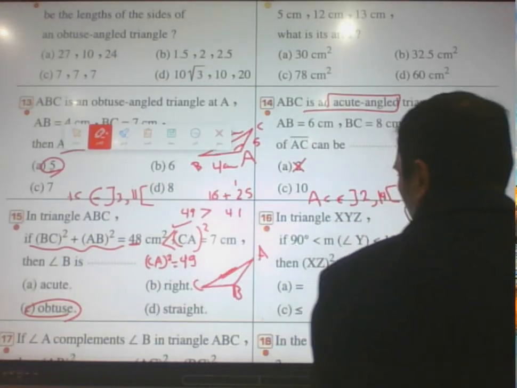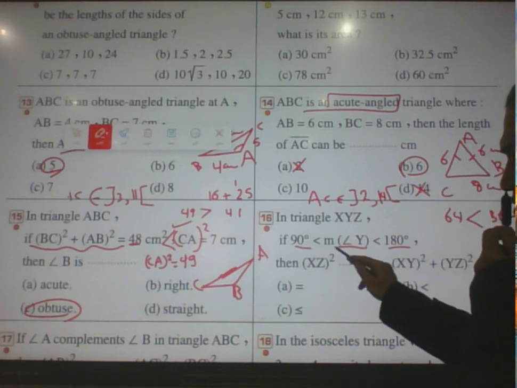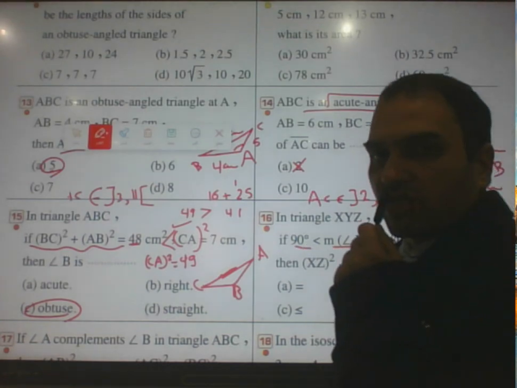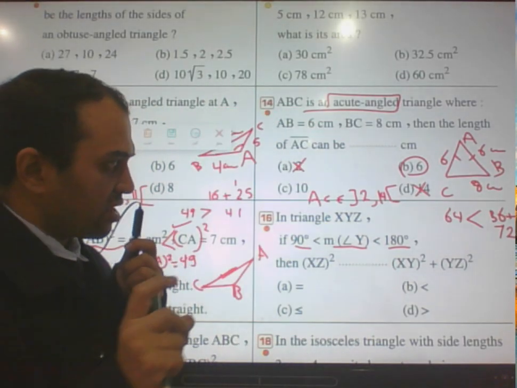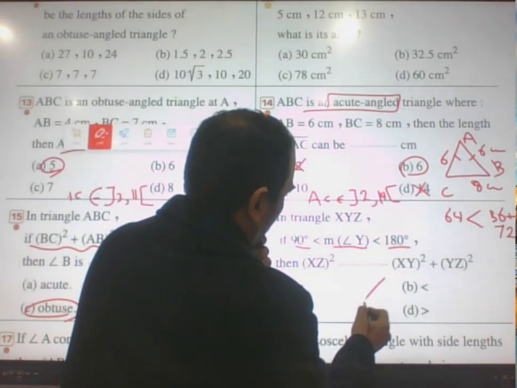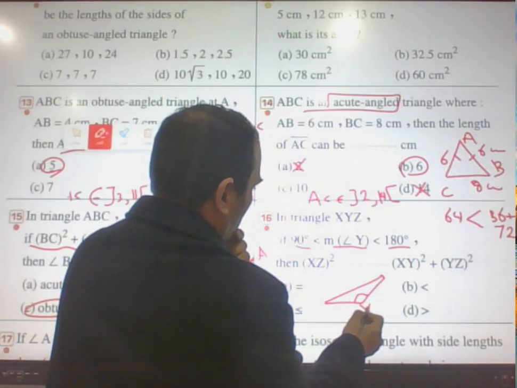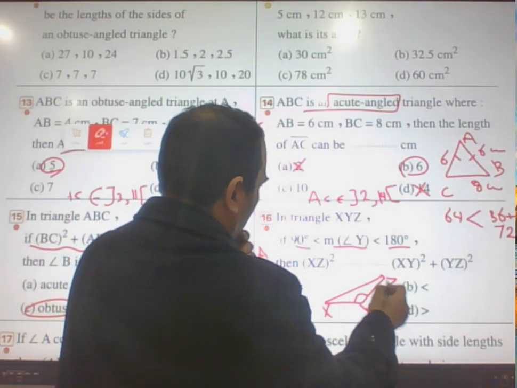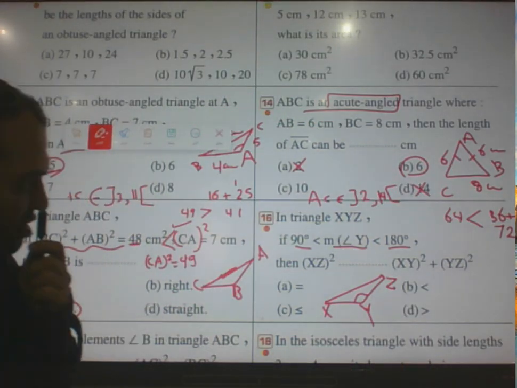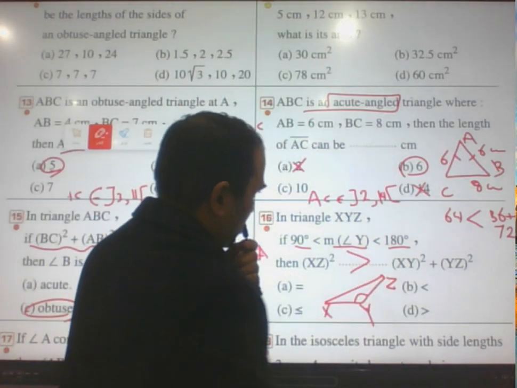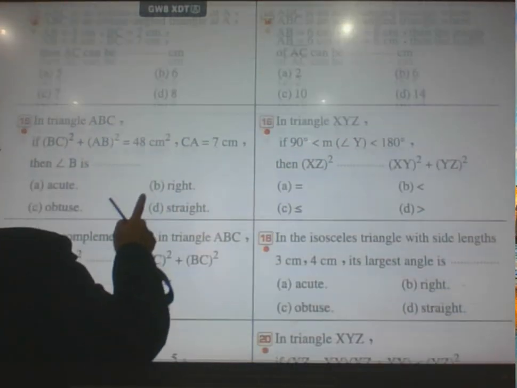Next question, the measure of angle Y lies between 90 and 100. It means this angle is obtuse. Obtuse angle, what does it mean? We have this triangle here, we call it obtuse. Angle Y here, we have X, Y and Z. Because this angle lies between 90 and 180, we call it an obtuse angle. Then XZ power 2 is greater than XY power 2 plus YZ power 2. Next question.